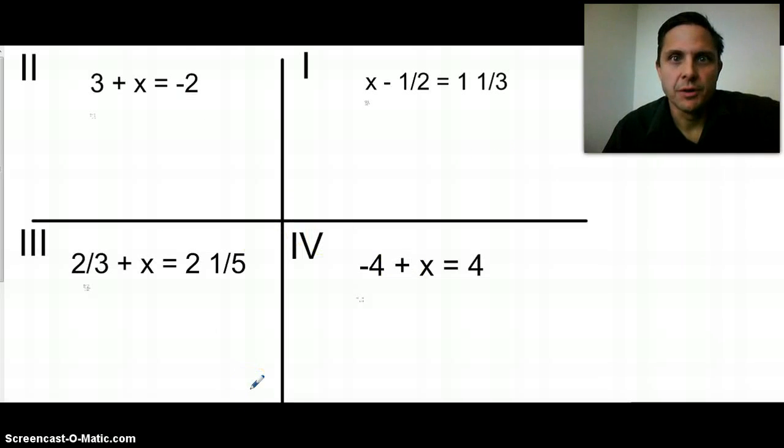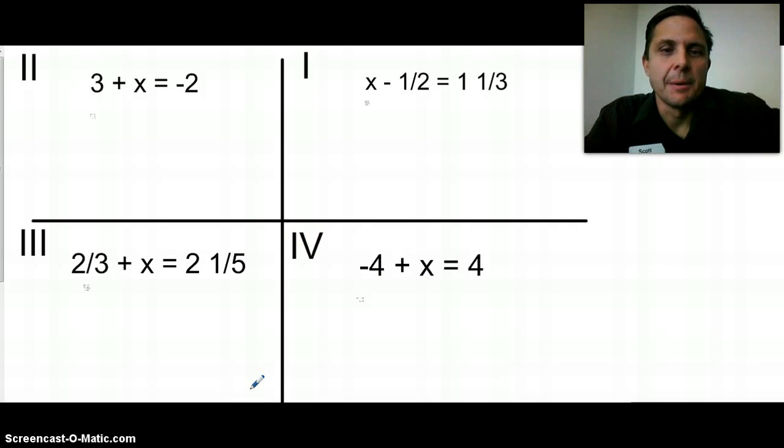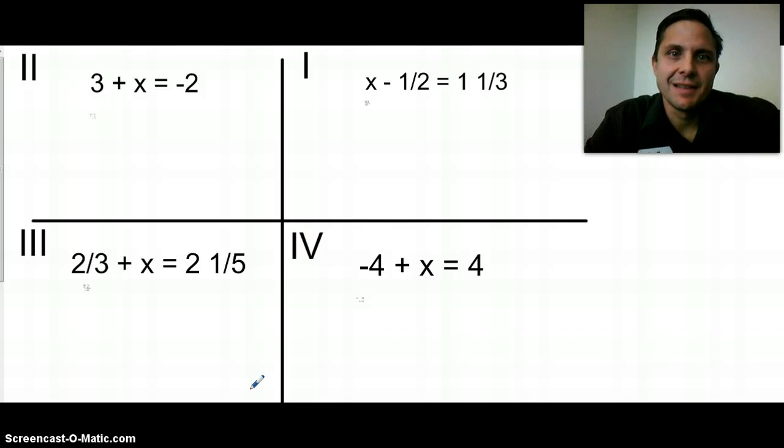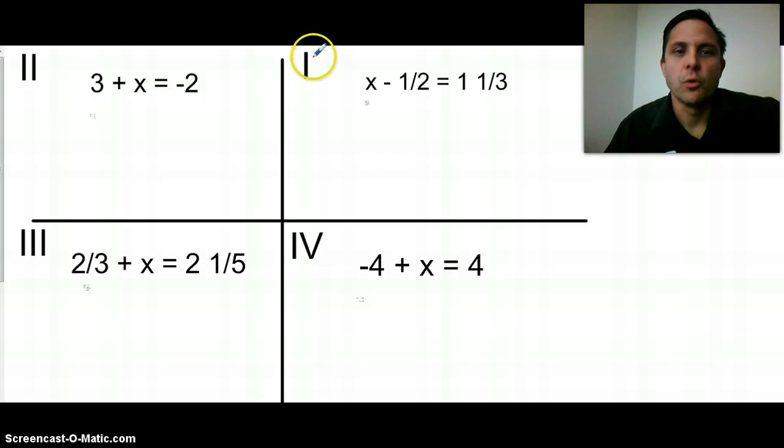So this is a good point in the video to pause the video. And I'm just going to pull these up every 10 seconds after this. Each of these problems can be figured by using opposite operations. I'm going to start in quadrant 1, then I'm going to go to quadrant 2, then to 3, then to 4.